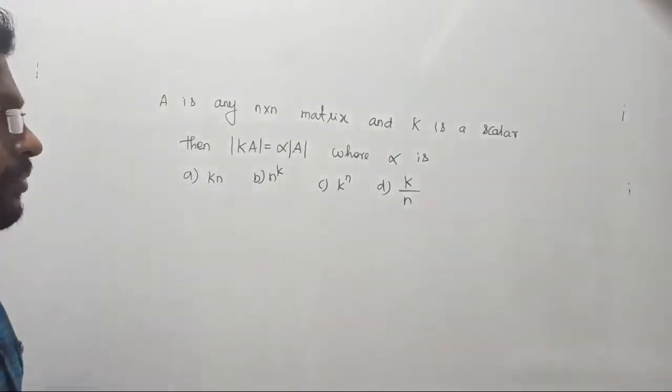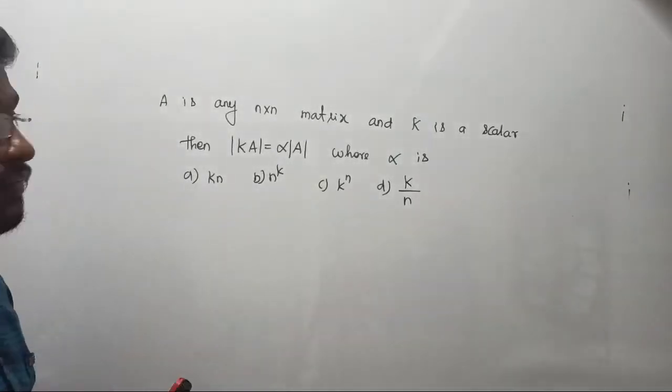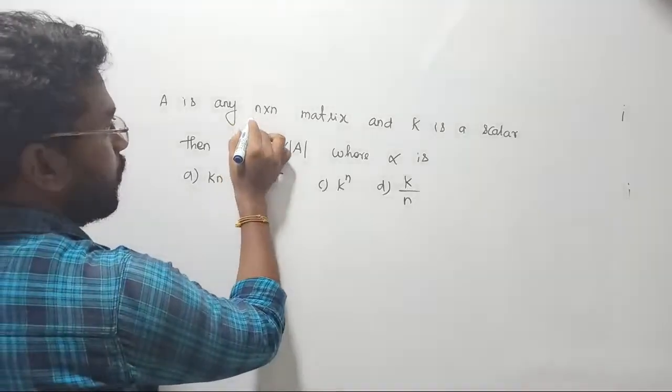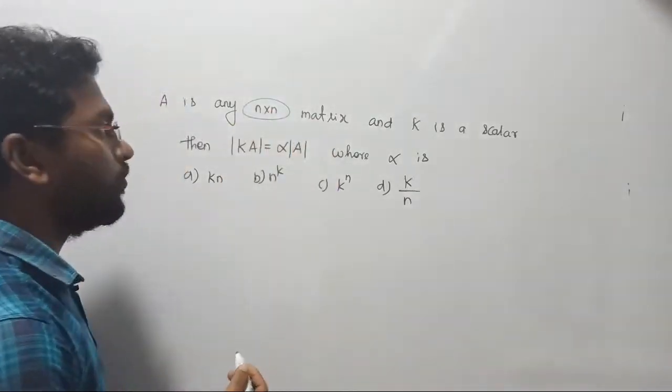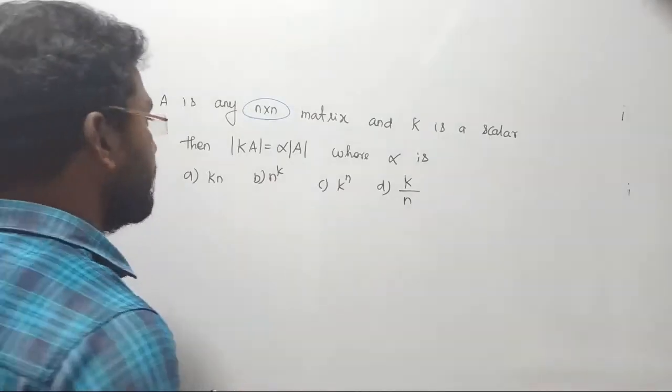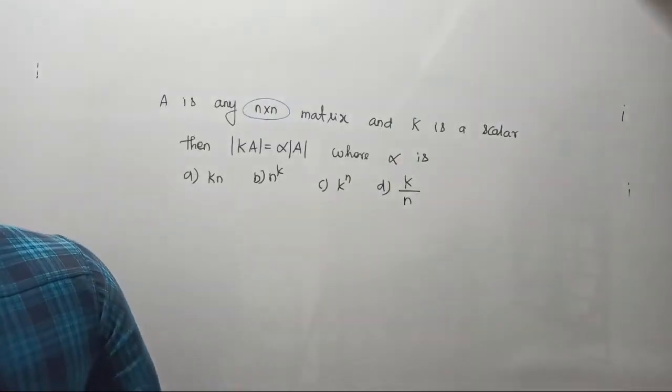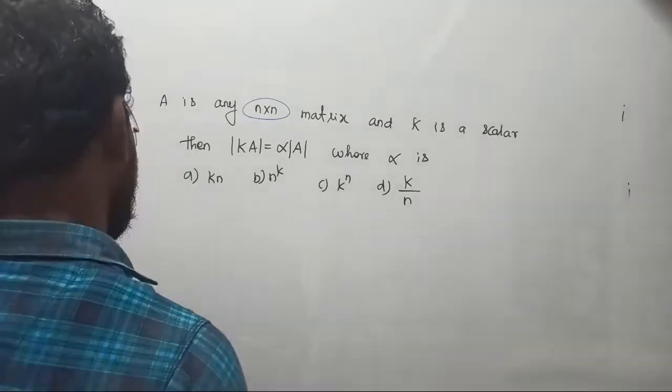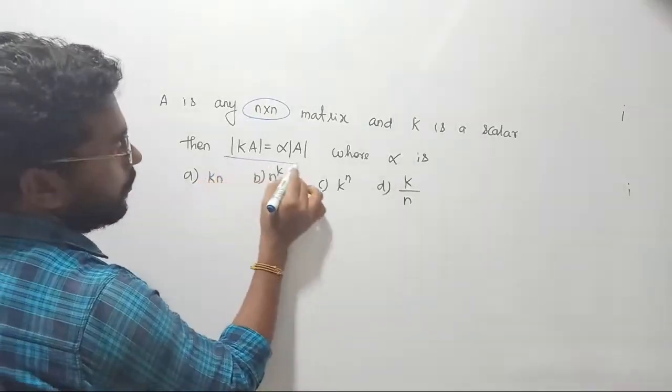It's an easy question, because we know the property of the matrix. Order of the matrix is clearly denoted as n cross n. If the matrix order is n cross n, then what will be the answer? Option C, k power n. Good. We know the property already.